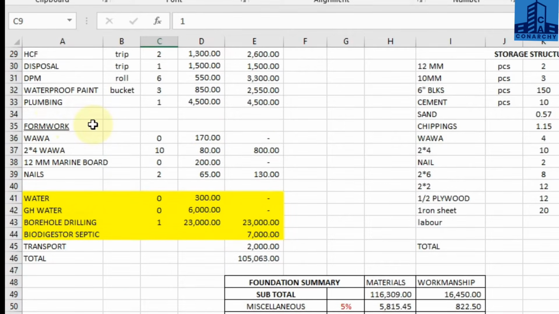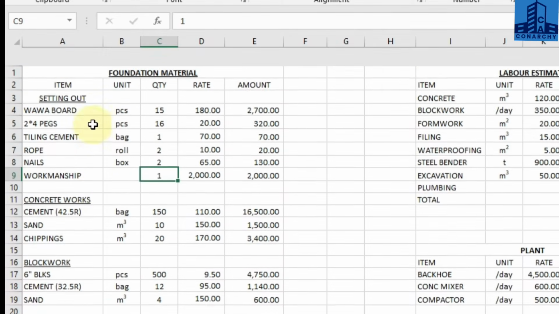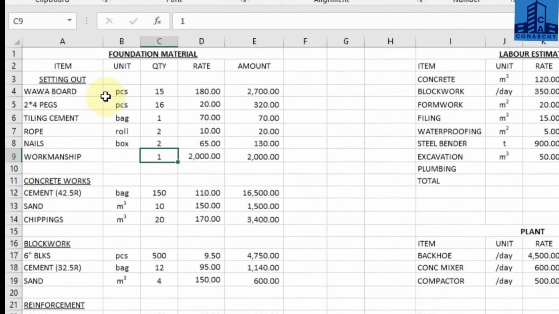And we need our formwork. So the formwork is the wire board we'll be needing. But remember earlier during the setting out, we bought some few wire boards. We bought 15 wire boards.